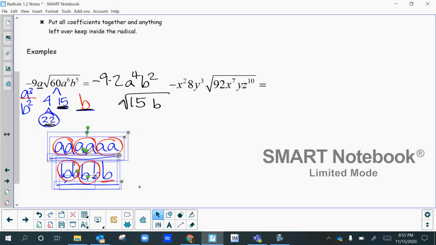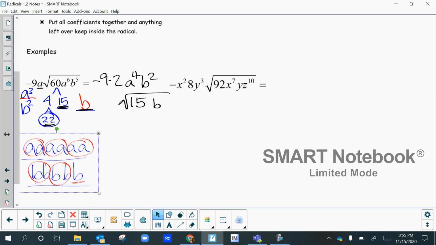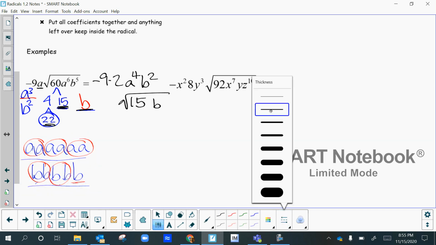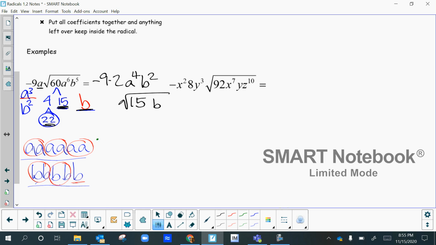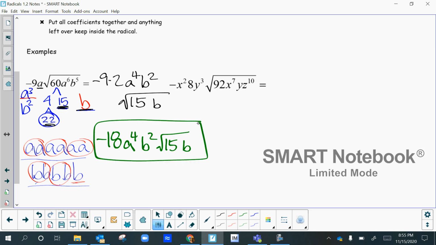Okay, so now let's simplify it one more time. Move this over here. So I'm going to simplify it one more time. Let's write our final answer in green. I have -18 because that's what 9 times 2 is. A to the 4th, B squared, radical 15B. This is the simplified version of this one right here.